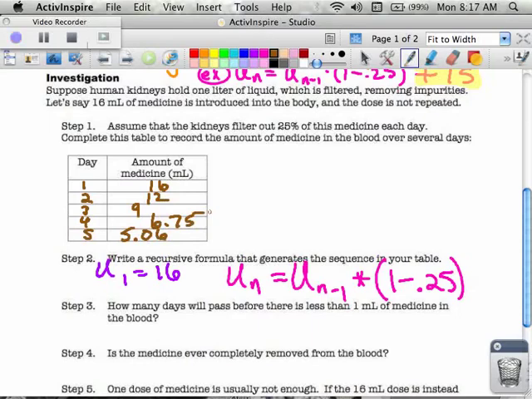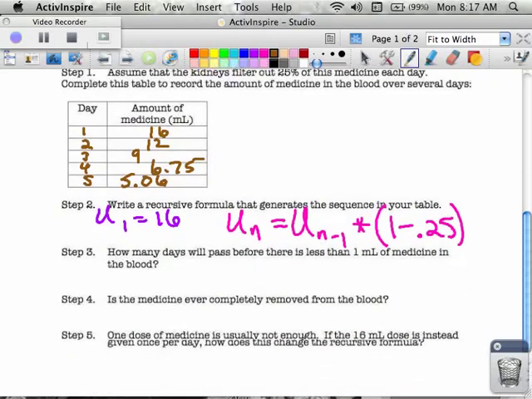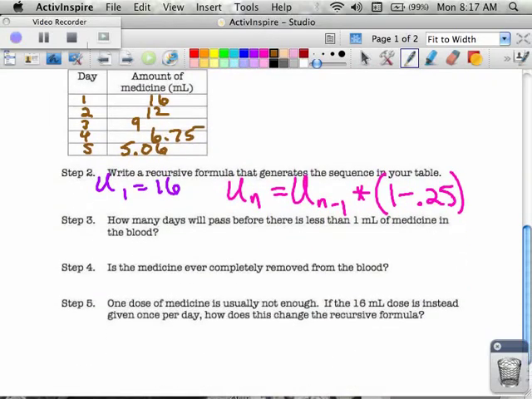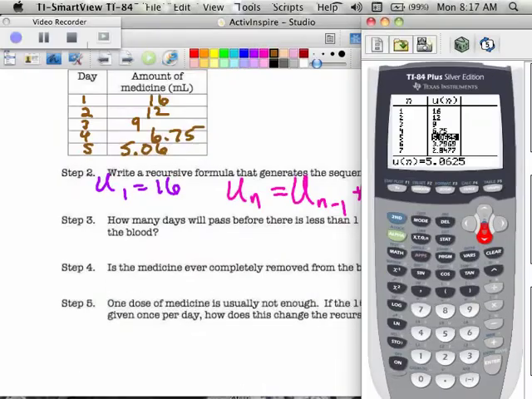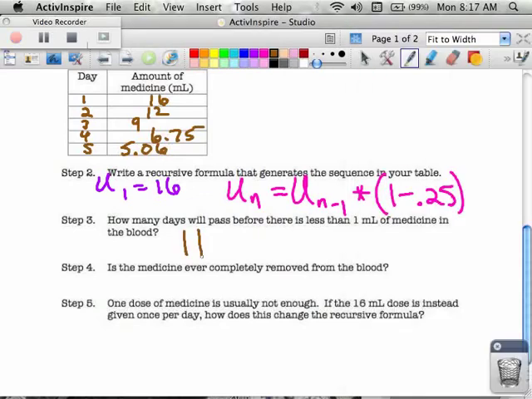Next, it says, how many days pass before there's less than 1 milliliter? So if you look into your table and you want less than 1 milliliter, if I keep arrowing down, I just want to see when that happens. And it looks like on the 11th day. So not the first day you put the medicine in, but the 11th day or 10 days later, whichever way you like to talk about it. So 11 days pass before there's less than 1 milliliter.